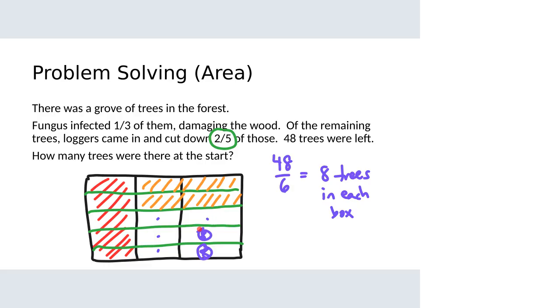So I have 1, 2, 3, 4, 5, 6, 7, 8, 9, 10, 11, 12, 13, 14, 15 boxes altogether. So 15 boxes times 8 in each box will give me the total number of trees that were in the forest at the beginning. And that's 120.